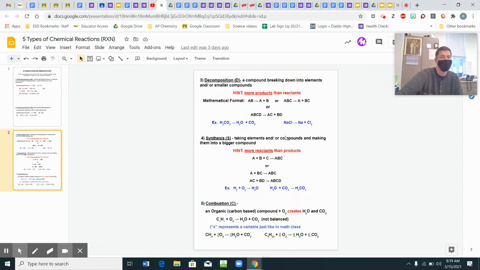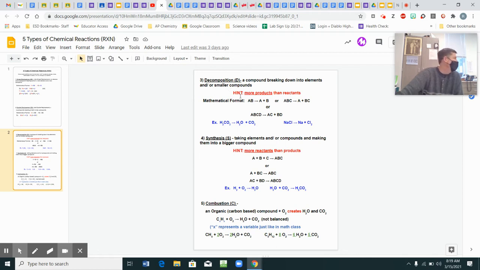Going on to the next ones. Decomposition. Decomposition just means, or the root word is decompose. Decompose just means to break apart, to break down. When something dies like a tree in the wood, it decomposes, it breaks down. Okay. So you're going to have something that is a tree, it breaks down into smaller pieces, things use the nutrients, and then grows off that. So we have a larger compound, it's going to break into smaller things. Okay, so it's breaking down.